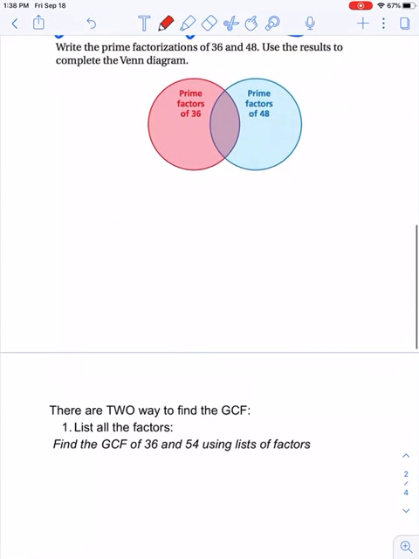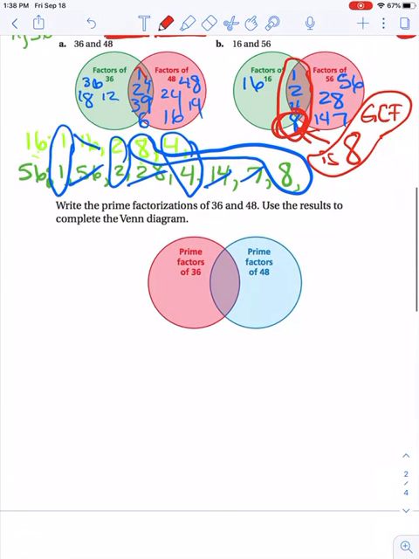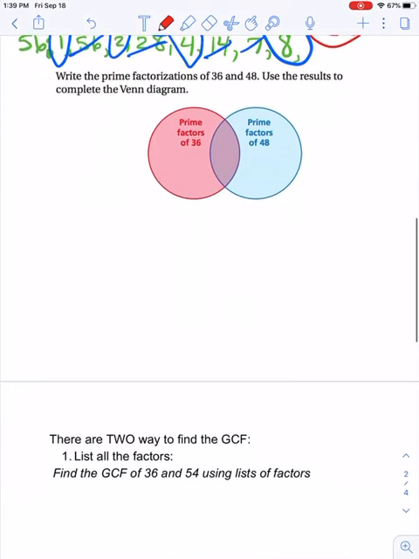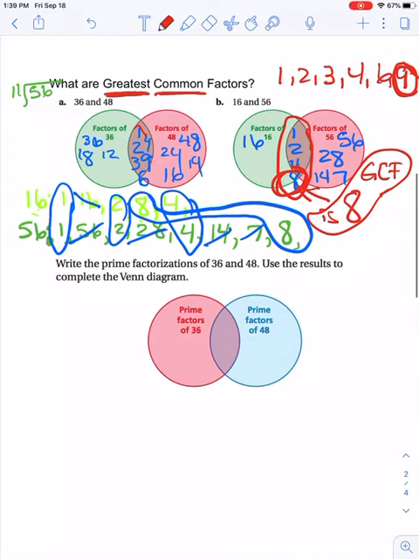All right. Next topic. It's hard to write down all of those factors. This way might be easier for you. If I have to choose between them, I'm going to choose the second one, but you have your choice.